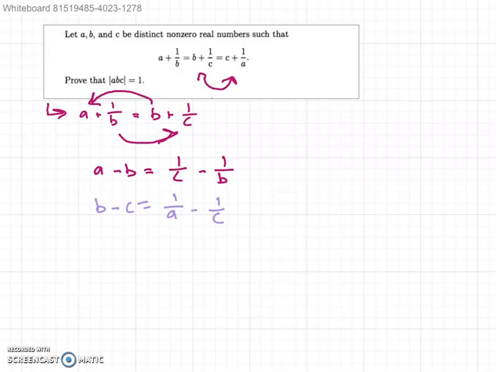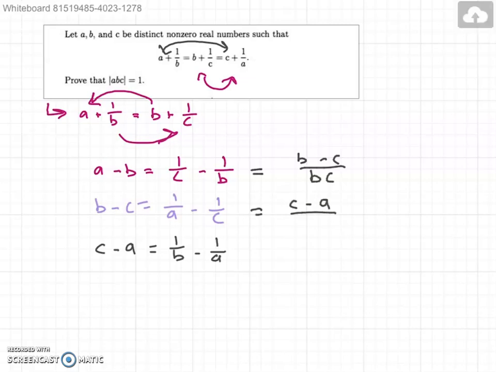And finally, if we do the same with the equations for a plus 1 over b equals c plus 1 over a, we will have c minus a is equal to 1 over b minus 1 over a. Okay, so 1 over c minus 1 over b is equal to b minus c divided by bc. b minus c is equal to c minus a over ac. And this is equal to a minus b over ab.